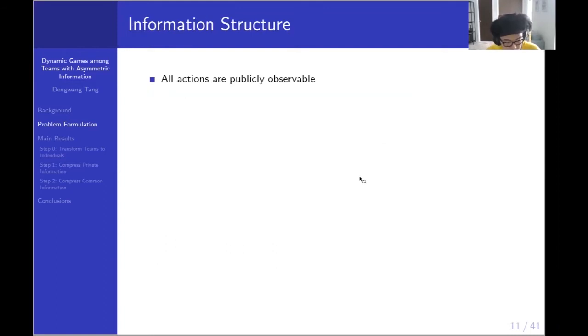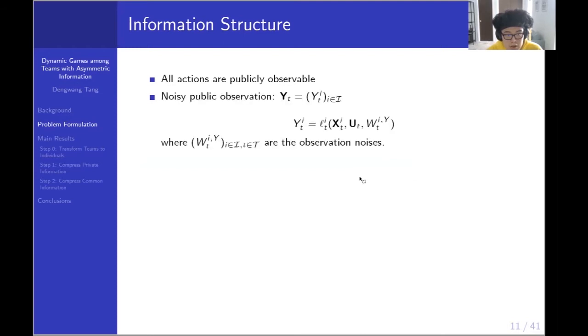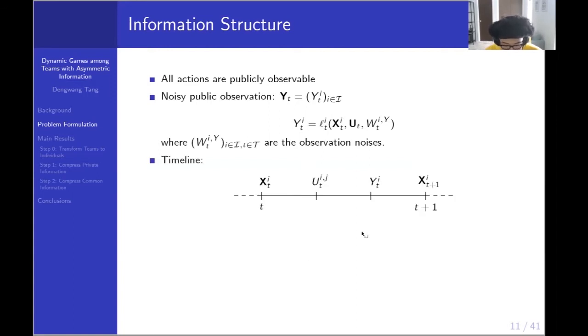So in terms of what each agent knows, we assume that the actions of the agents are publicly observable to all agents of all teams. And in addition to that, there are also noisy observations of each team's system, which we denote by Y. And the distribution of these observations is also affected by the actions of the teams. So both the actions and the noisy observations at time t will only be available to the agents after they take action at time t. So it will be available at time t plus 1.